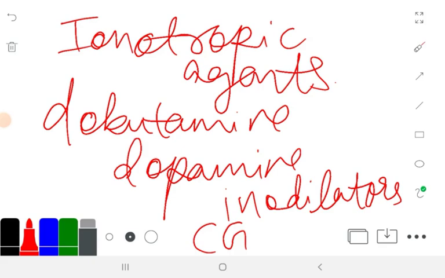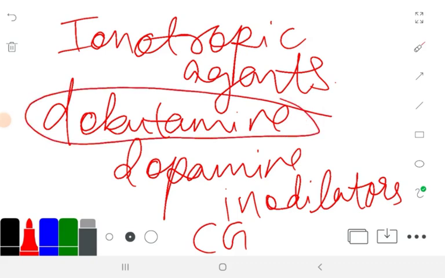These drugs are used for short-term management of acute CHF, congestive heart failure, and except digitalis, these are for short-term management. Now first is dobutamine. Dobutamine is a selective beta 1 agonist, which has no effect on the dopamine receptors, and this is administered by intravenous infusion. It increases cardiac contractility and output.